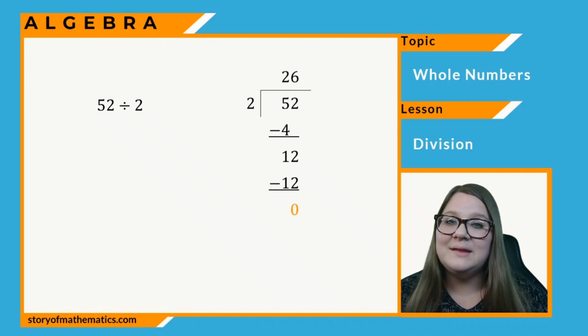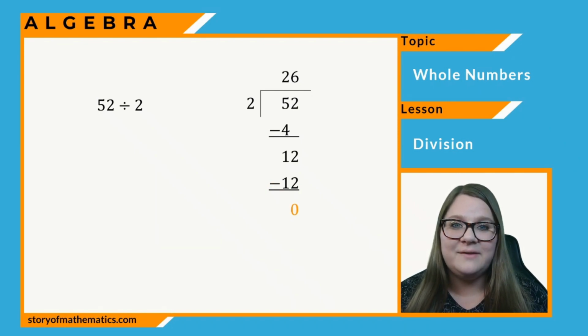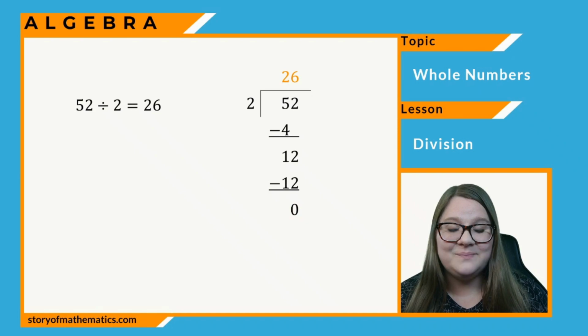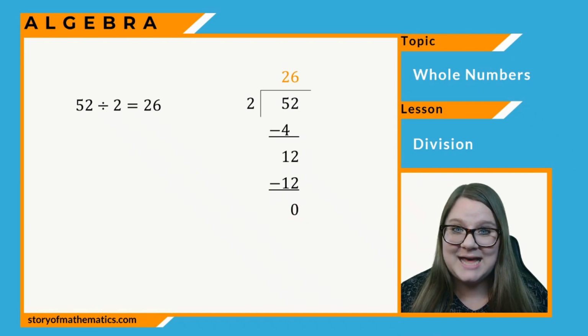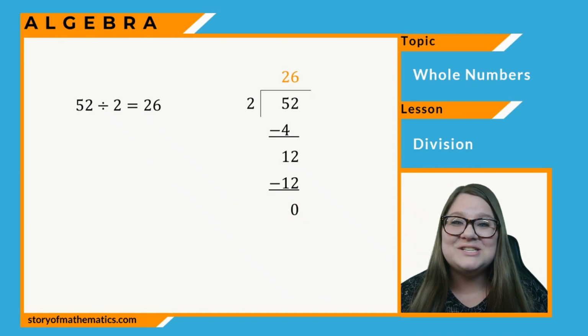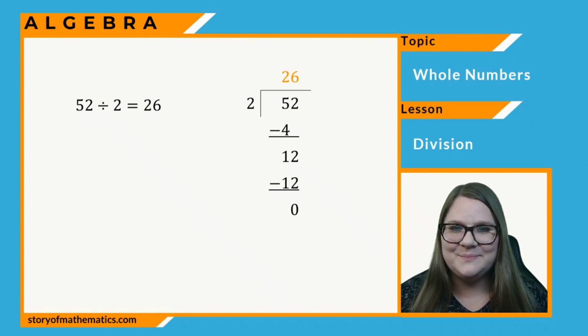You'll notice not only am I at the end of my house, but I've also gotten a value of 0. Those two things together tell me I have completed my problem, and I can write my answer. The number on the top of the house tells us that. So 52 divided by 2 equals 26.